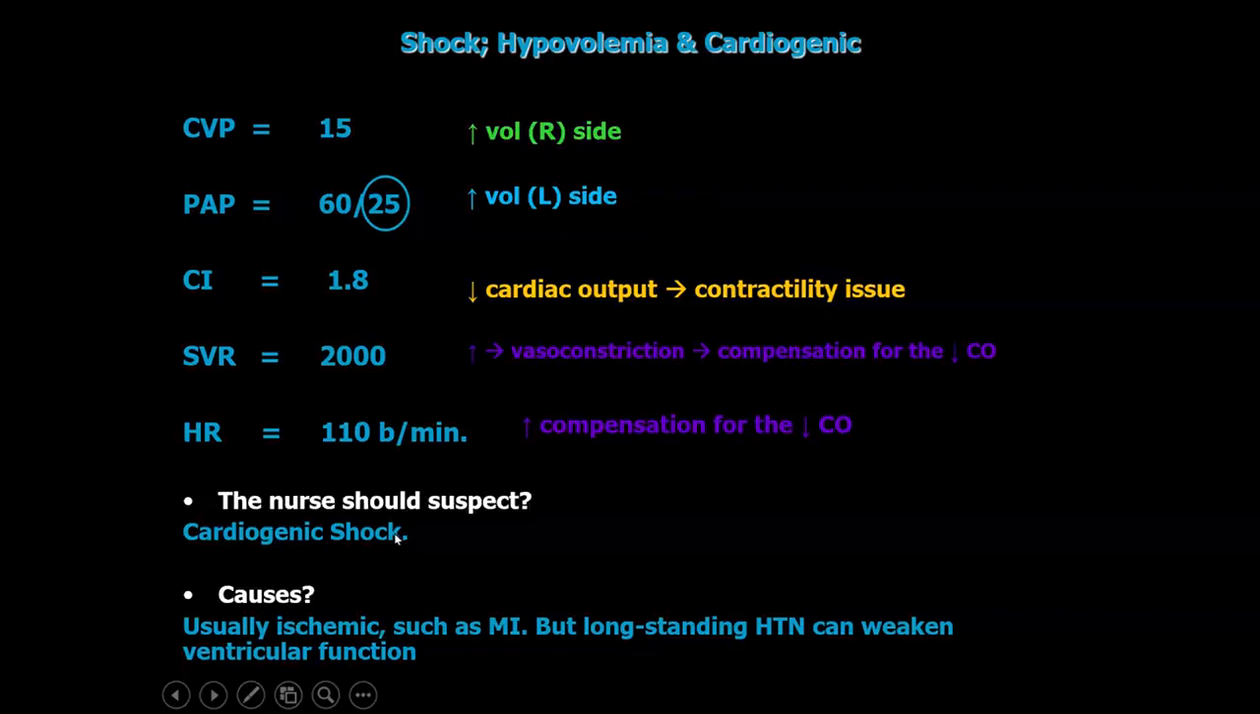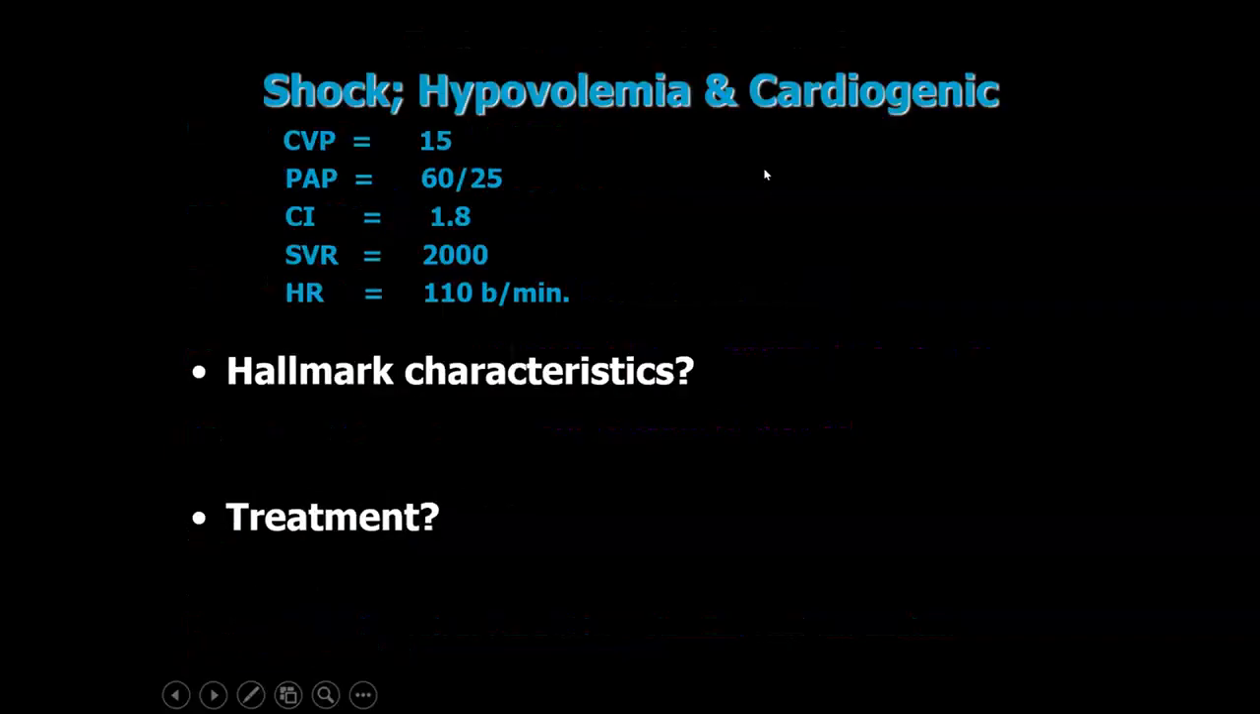Now, probably on your exams, you're going to have a little bit more of a scenario. A scenario will read that the patient just had an MI, or the patient has a history of heart failure or something. Usually the causes are ischemic, such as a myocardial infarction, long-standing chronic angina, unstable angina, long-standing hypertension, or long-standing heart failure. Any of those scenarios can worsen the cardiac function over time, and then the patient suddenly goes into cardiogenic shock. So again, what are the hallmark characteristics written down in verbiage, and then what was the treatment?